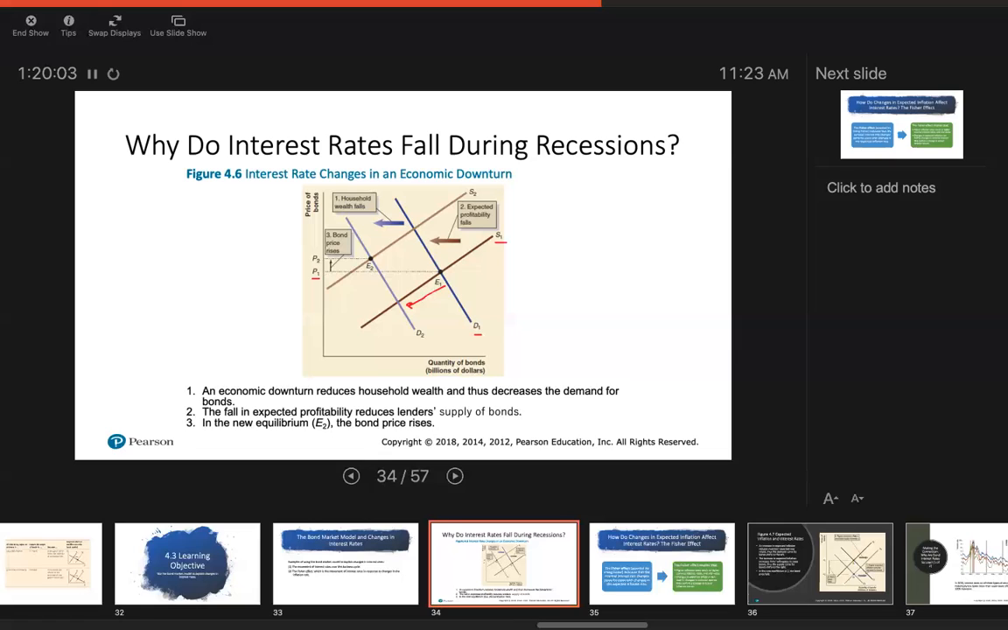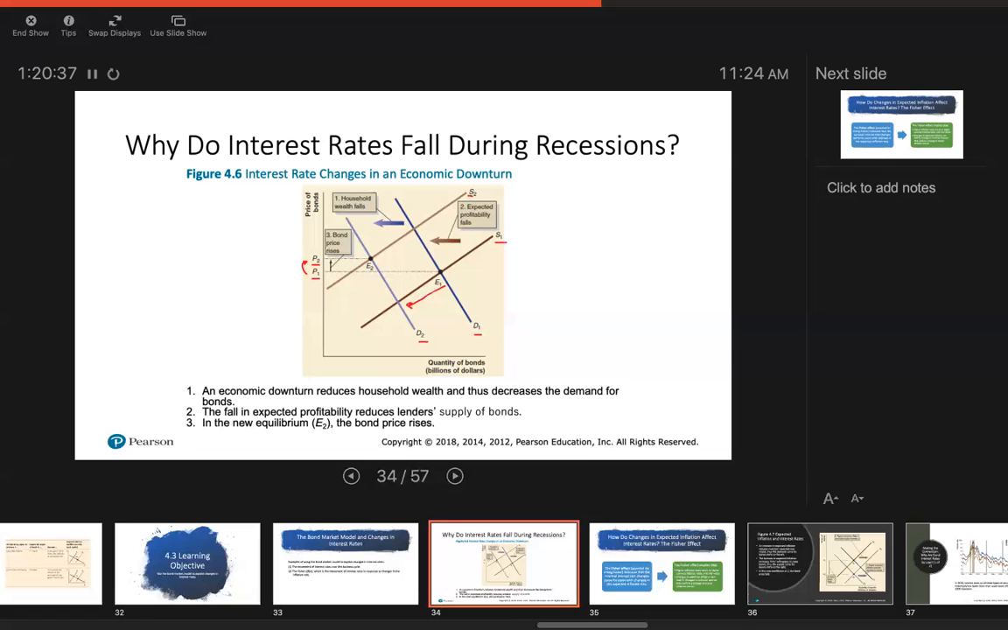So in the new economy, in this new paradigm, in this recession, what happens? I have a new demand curve D2. I have a new supply curve S2. What is the equilibrium in this new economy? The equilibrium is going to be at the intersection of the new demand curve D2 and the new supply curve S2, which is at this point E2, right? So the price of these bonds will go up because the price which clears this bond market is now P2. If the price goes up, what happens to the interest rate?